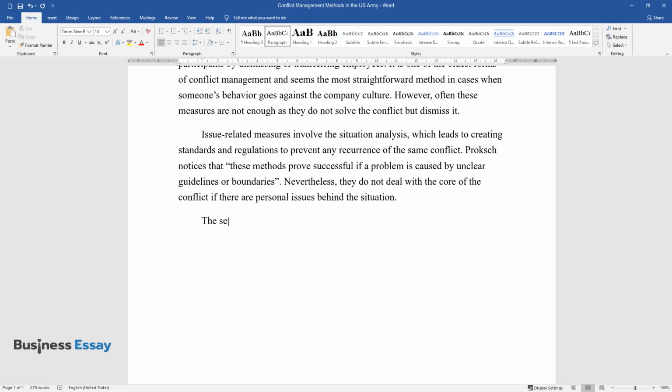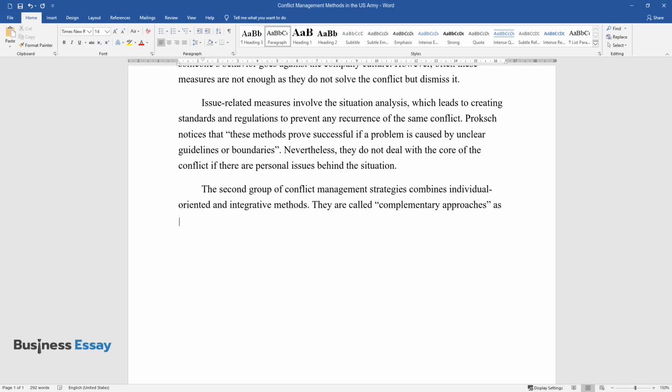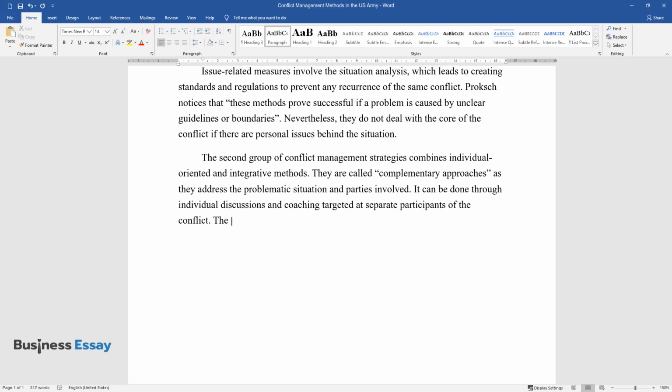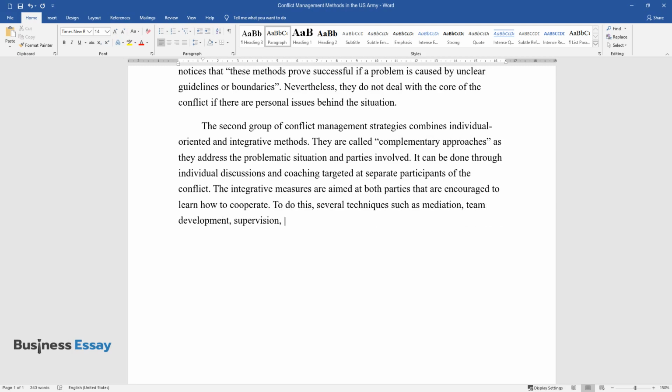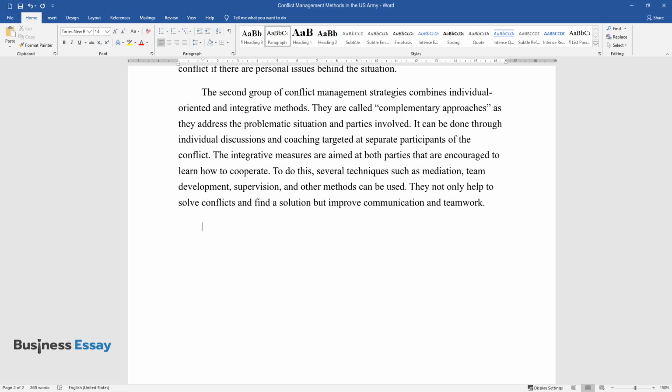The second group of conflict management strategies combines individual-oriented and integrative methods. They are called complementary approaches as they address the problematic situation and parties involved. It can be done through individual discussions and coaching targeted at separate participants of the conflict. The integrative measures are aimed at both parties that are encouraged to learn how to cooperate. To do this, several techniques such as mediation, team development, supervision, and other methods can be used. They not only help to solve conflicts and find a solution but improve communication and teamwork.